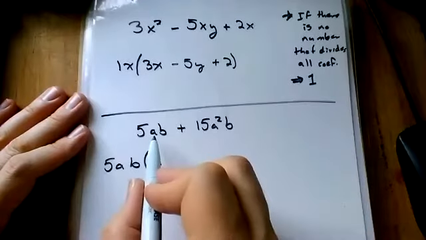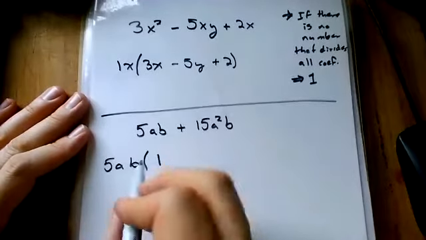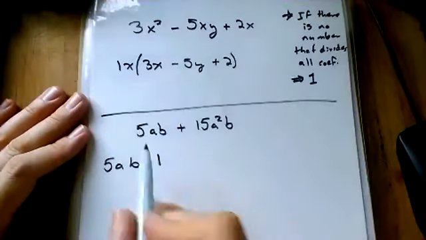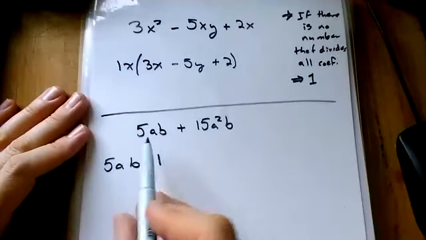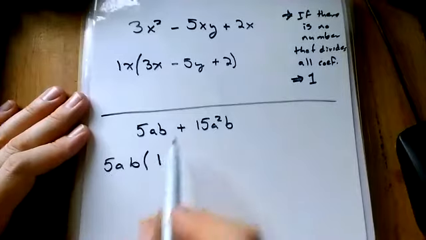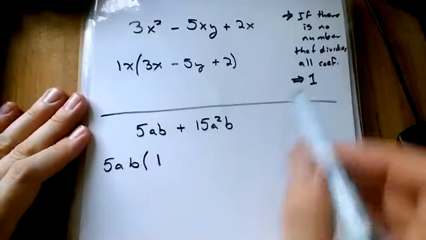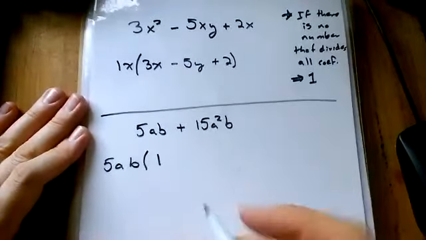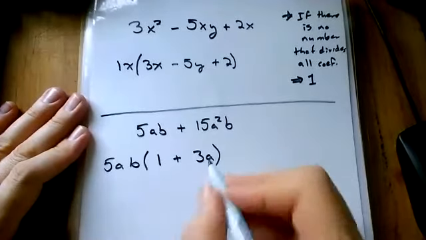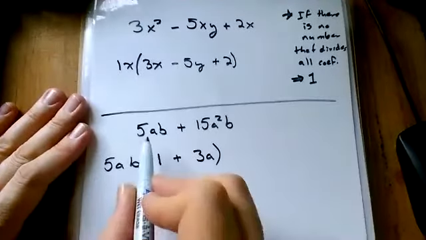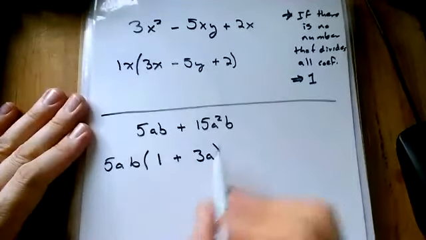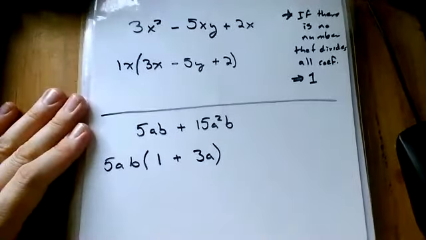5ab times 1 is 5ab. I know some people want to just sort of hand wave and say, oh no, I just took that out. No. You're dividing by this 5ab. 5ab times something is going to be 5ab, and as we just said, 1. 5ab times 1 is 5ab. And then I've got a 3a. So 5ab times 1 is 5ab, 5 times 3 is 15, a times a is a squared, and we've got the b there.